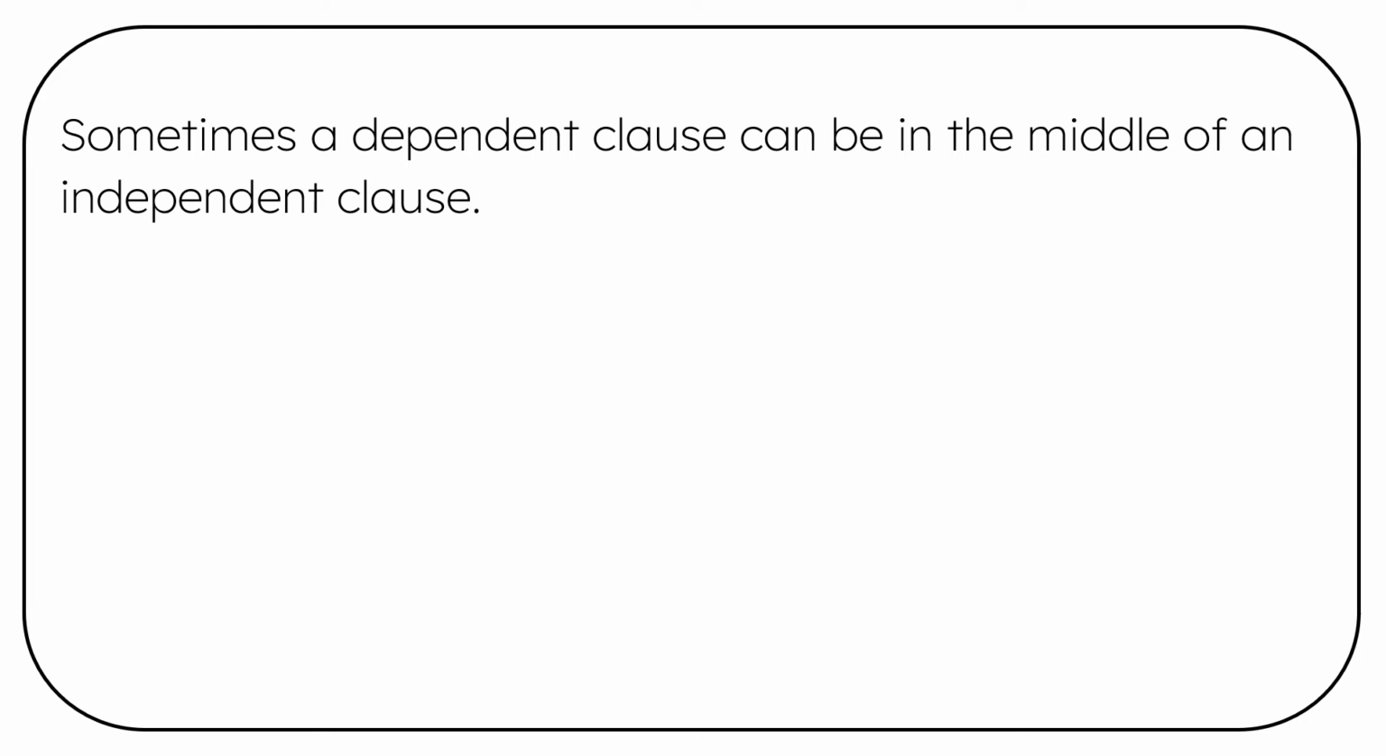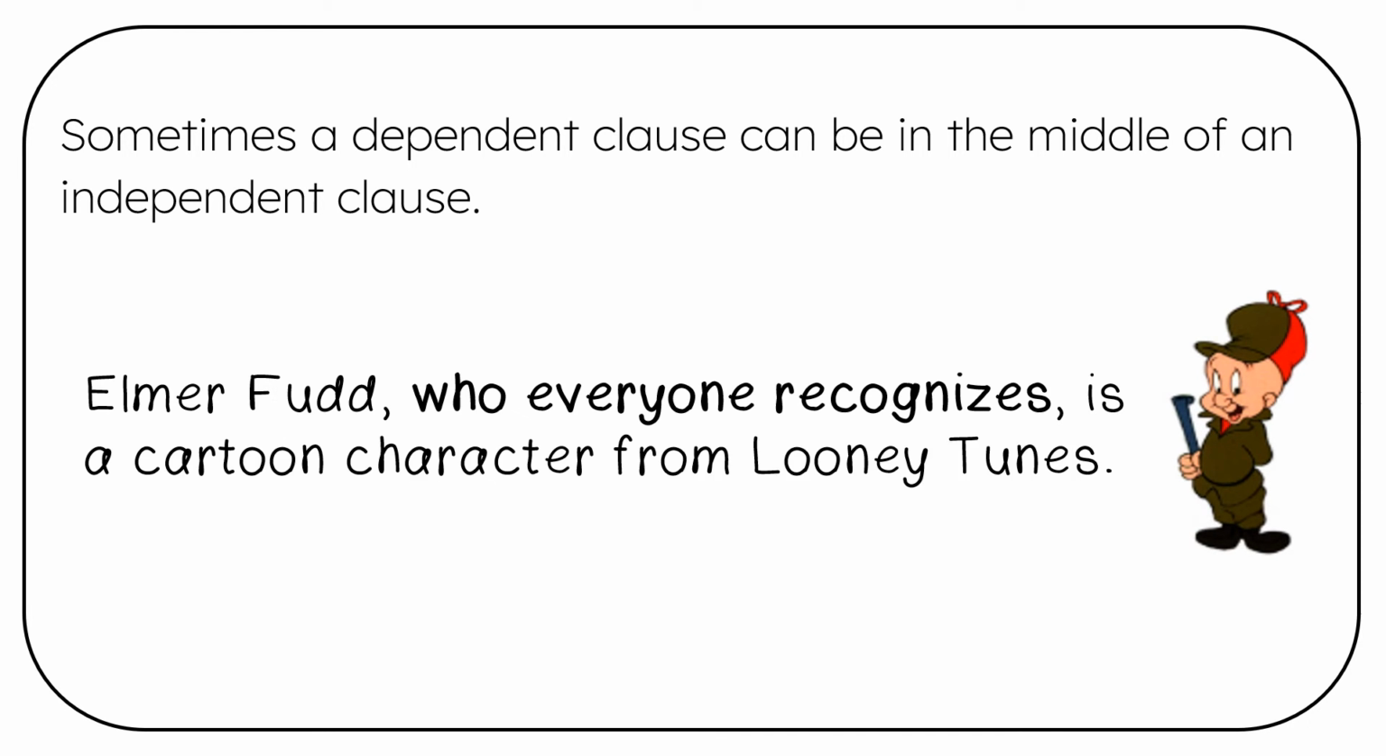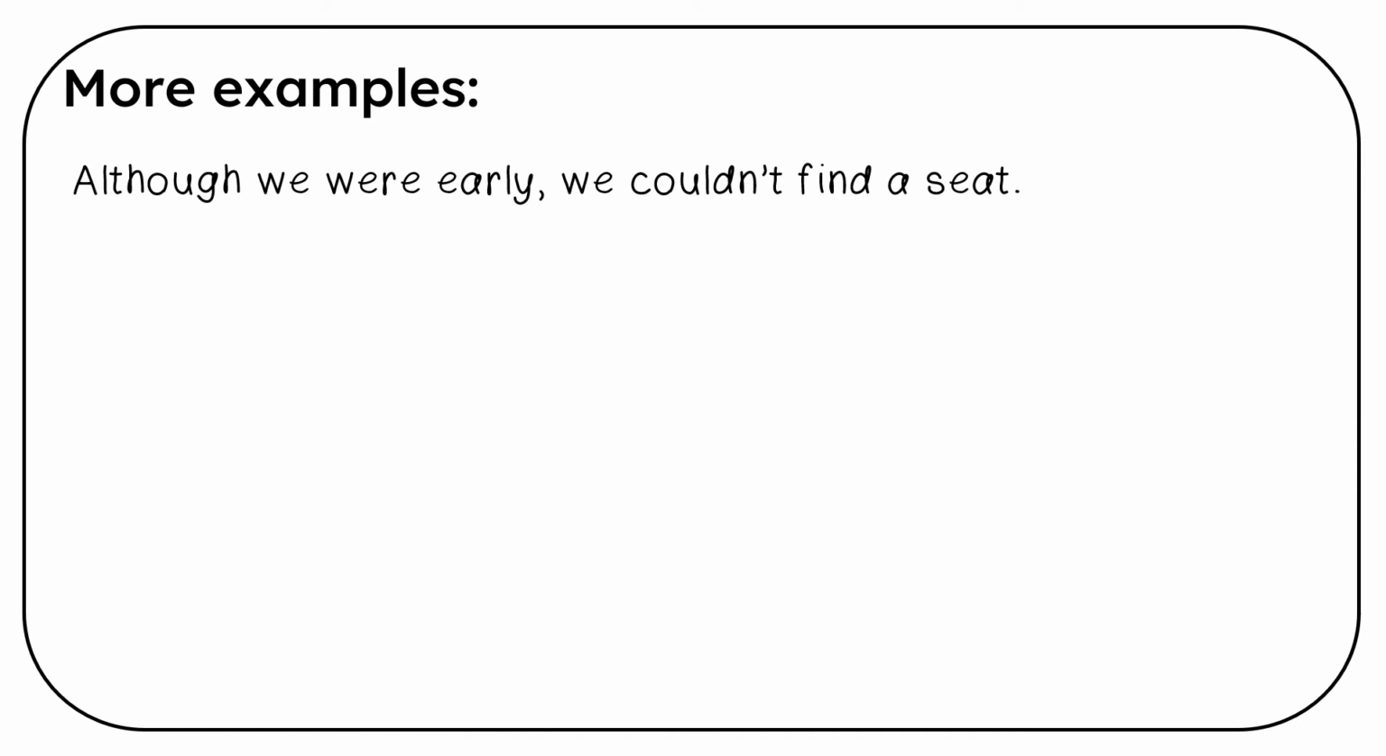Sometimes a dependent clause can be in the middle of an independent clause. Elmer Fudd, who everyone recognizes, is a cartoon character from Looney Tunes. Let's look at some more examples of independent and dependent clauses. Although we were early, we couldn't find a seat. Although we were early is a dependent clause. We couldn't find a seat is an independent clause.